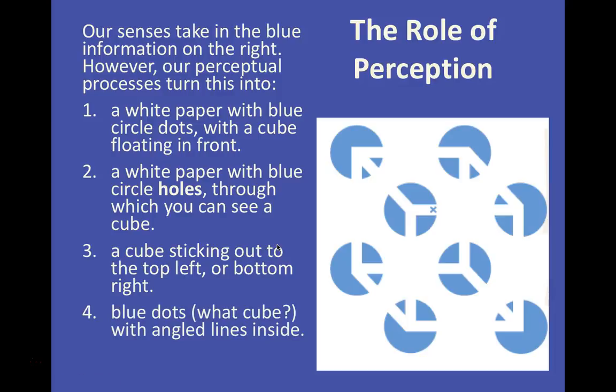You could see blue dots. Maybe that's what you saw initially before I started talking about the cube, but this X basically changed a lot of things. Without that X, you're much more likely to see just a bunch of Pac-Men with angled lines inside of them. So all of those are different interpretations of the same sensory stimulation.